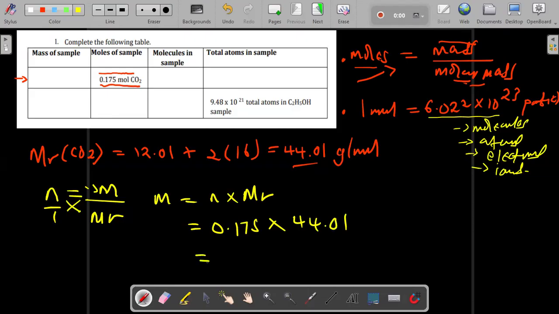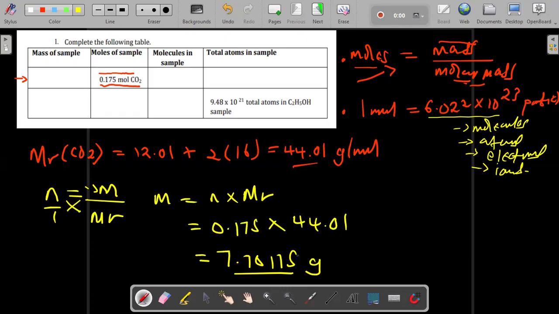So when we multiply this, we should be able to get the mass of that carbon dioxide. So 0.175 multiplied by 44.01. When I do that multiplication, I'm ending up with 7.70175 grams. So this here is the mass of what? The mass of carbon dioxide.